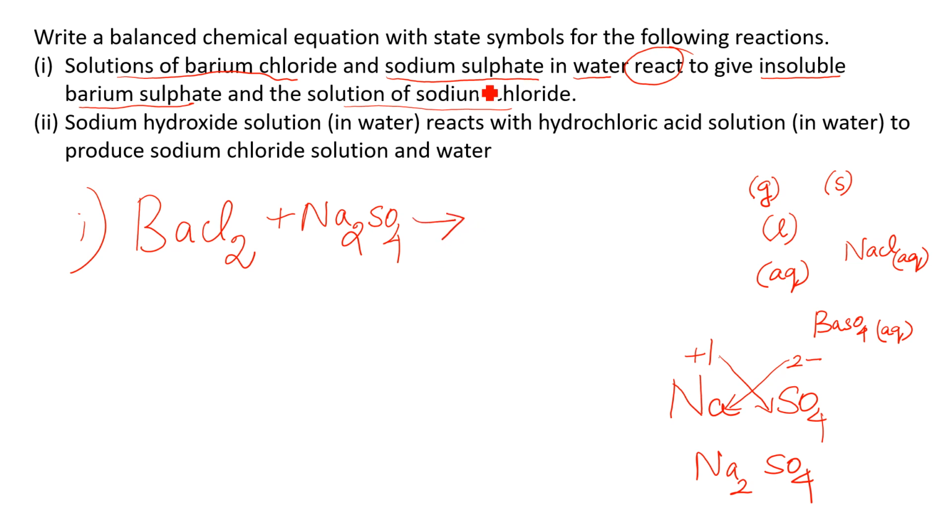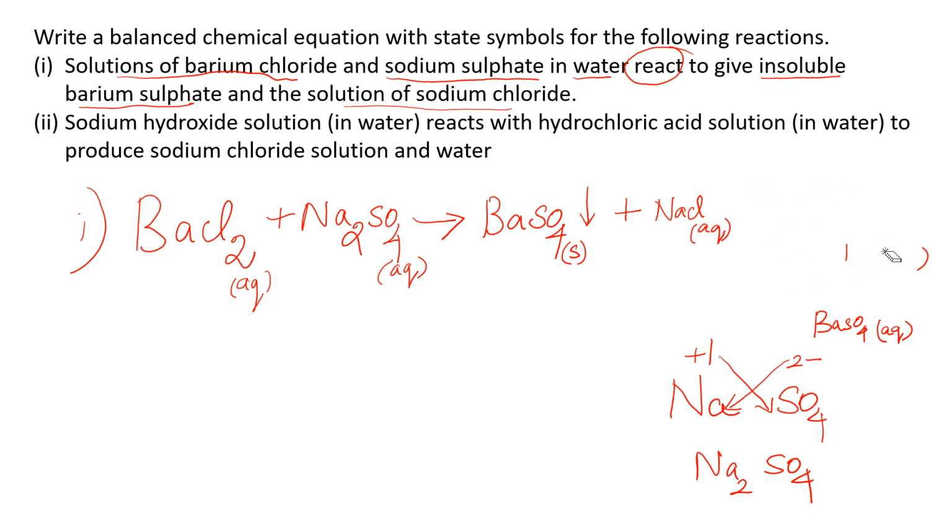Now these two are reacting. These are solutions made in water, so the state symbol will be aqueous. Since they have asked for state symbols, you have to mention it. Now these two are reacting to give barium sulfate. We already saw the formula for barium sulfate. Now this is insoluble. Insoluble means it is solid. Insoluble barium sulfate means it is a precipitate, so precipitates are given a downward arrow mark. And solution of sodium chloride, NaCl aqueous. These are the state symbols.